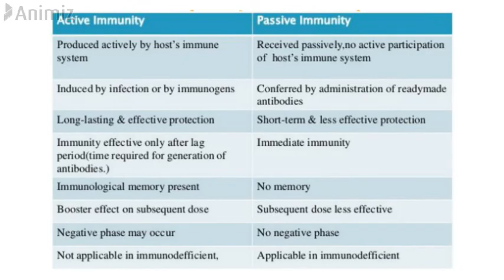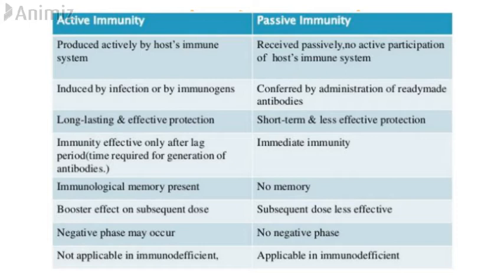Here is a difference between active and passive immunity. Active immunity is produced actively by the host's immune system, whereas passive immunity is received passively and there is no active participation of the host's immune system. Active immunity is induced by infection or by immunogens, whereas passive immunity is conferred by administration of ready-made antibodies. Active immunity is long-lasting and effective protection, whereas passive immunity is short-term and provides less effective protection.